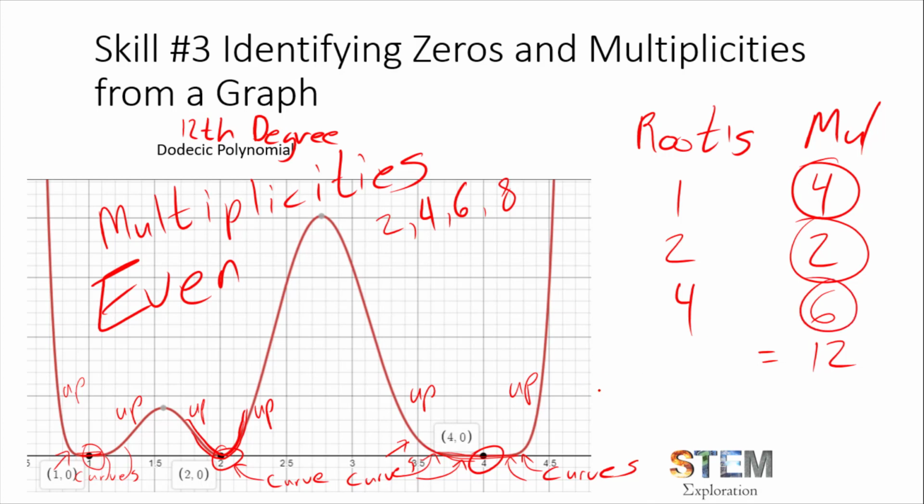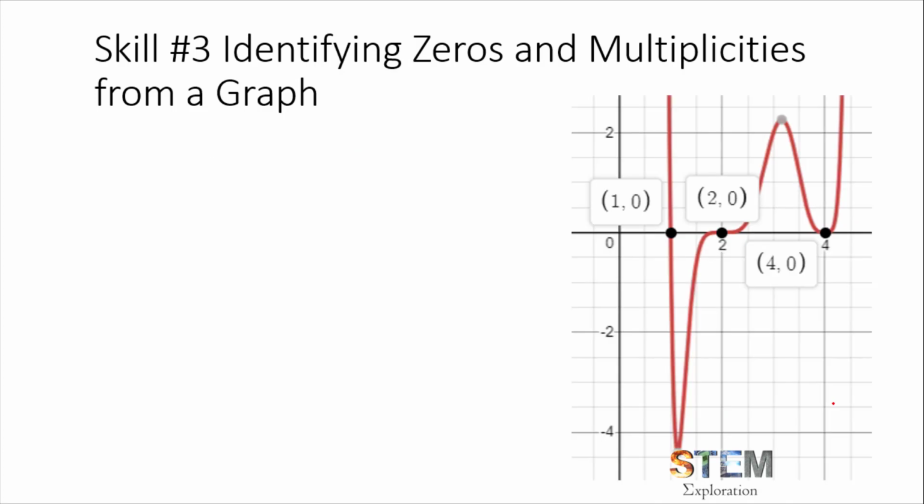So again, how I created this, just so you can see it again, is you have x minus 1 squared, to the 4th power, x minus 2 to the 2nd power, and x minus 4 to the 6th power. Okay, and that's how I created it in Desmos. All right, one last example here, and I want to give you a little bit of a mixture. Okay, so let's practice and see if we can even identify what the power of this polynomial is.